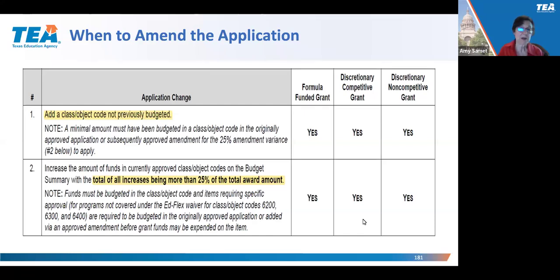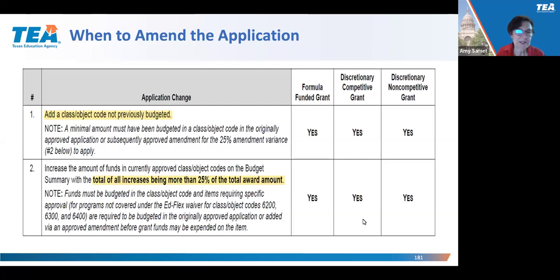First scenario, you need to add a class object code not previously budgeted. For example, you had no supplies in your original amendment and now you want some supplies. Yes, you will absolutely need to do an amendment to that. A minimal amount must have been budgeted in a class object code in the originally approved application or subsequently approved amendment for the 25% amendment variance below to apply.